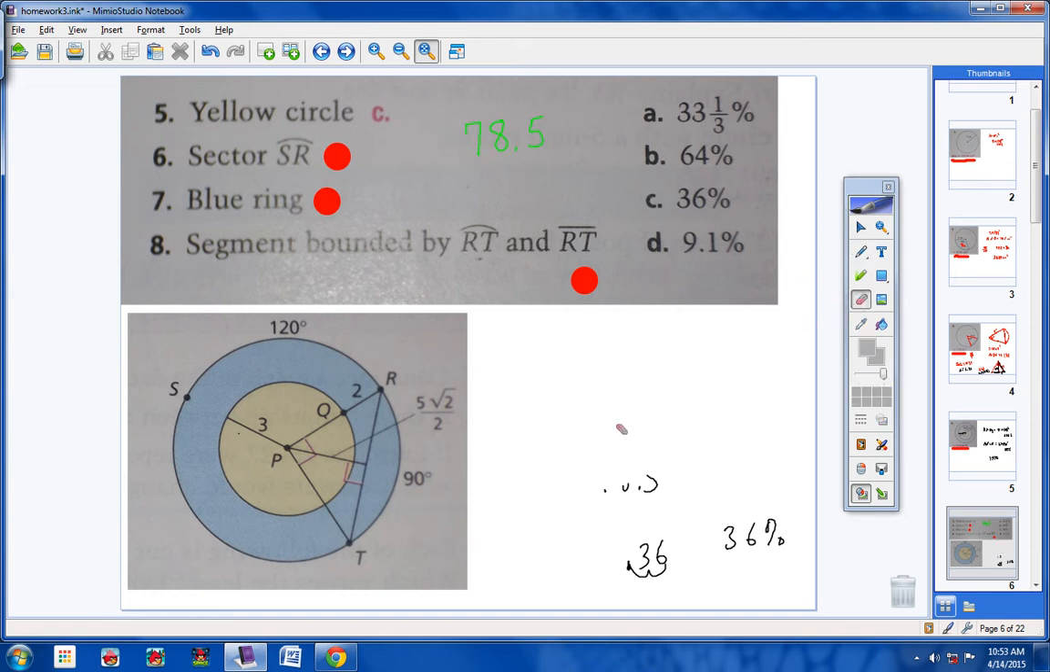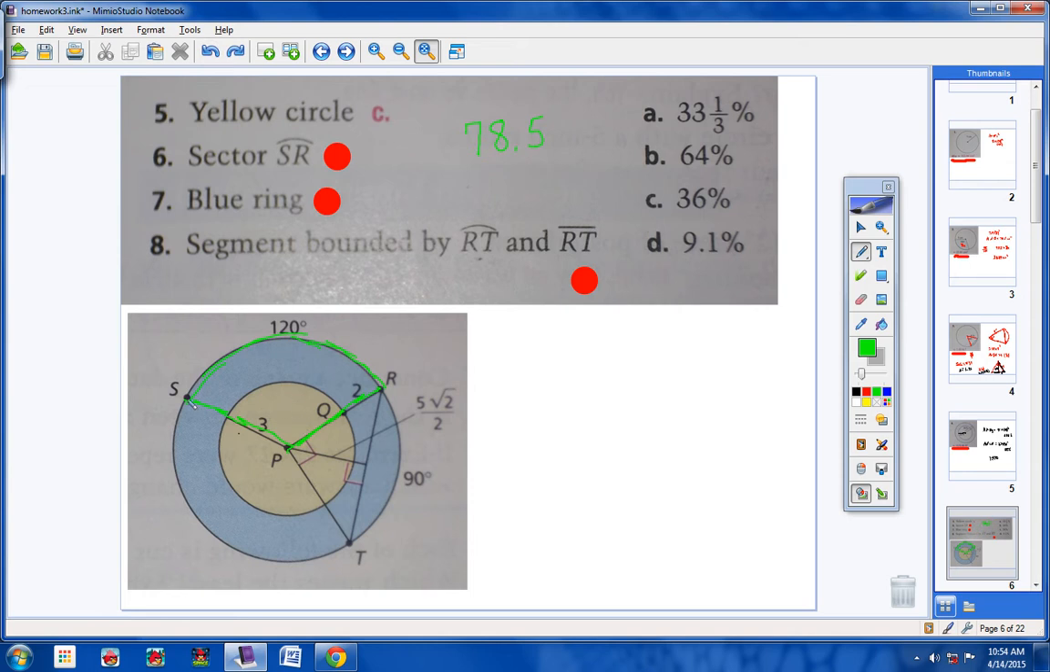number 6. They want to know what percentage the sector SR is. Now here's sector SR. Let's draw this out so we can see it, okay? Here's sector, or it says, yeah, sector SR. Right here, there it is. Got it? They want to know what percentage that is of the entire circle. We already know the entire circle has this area right here. All we have to do is find the area of this sector right here.